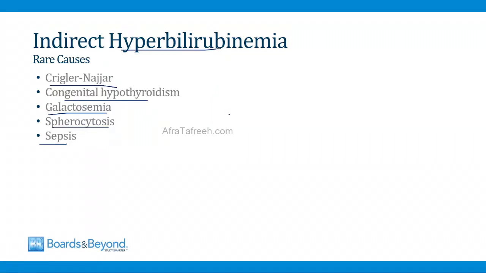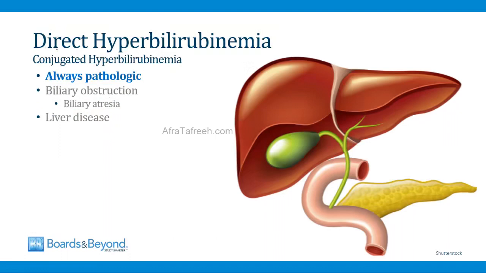I'll finish with one slide on direct hyperbilirubinemia, otherwise known as conjugated hyperbilirubinemia. If you see this in a newborn baby, this is always pathologic. This is not going to be a physiologic process. If a baby has high direct bilirubin levels in the plasma, this means their liver is conjugating the bilirubin but is unable to excrete it into the intestines through the biliary tree.